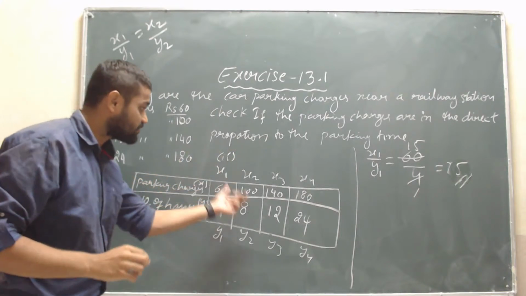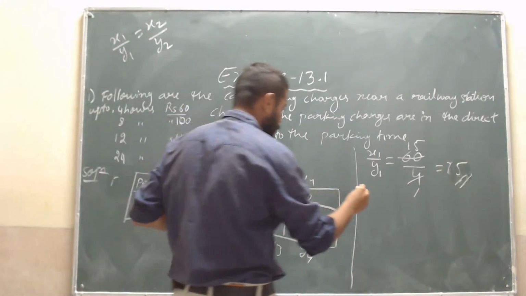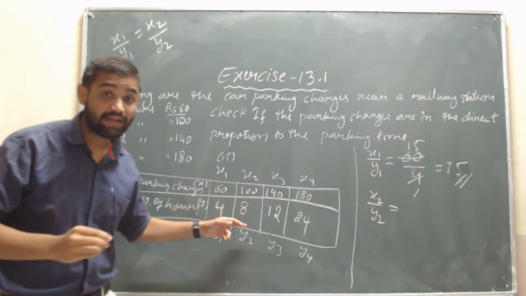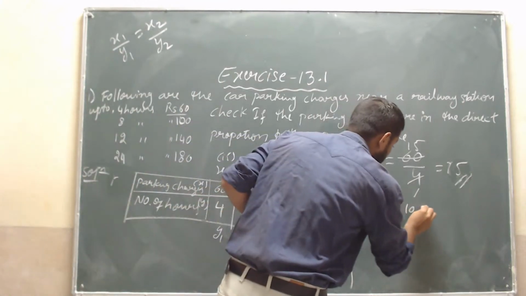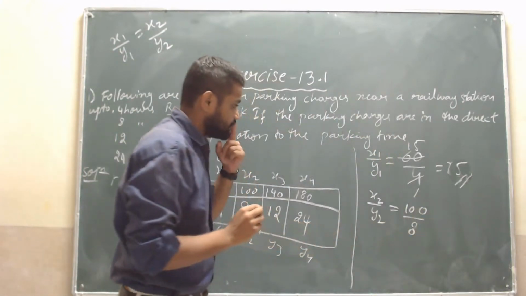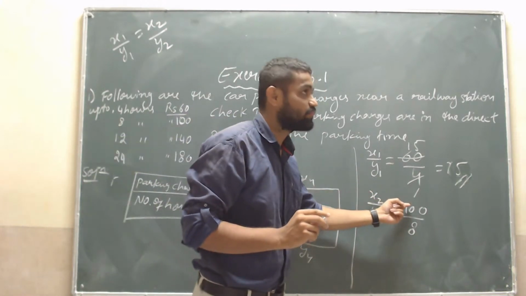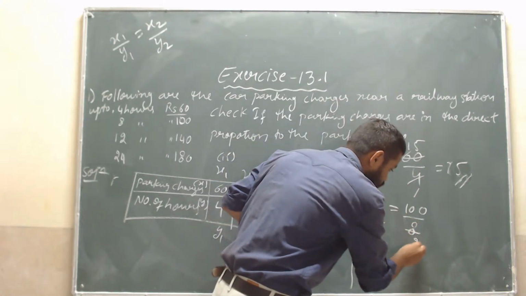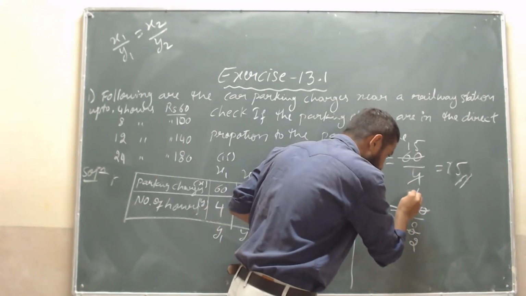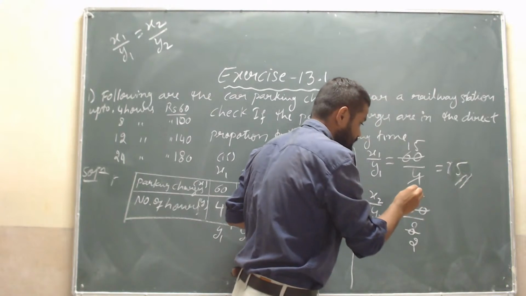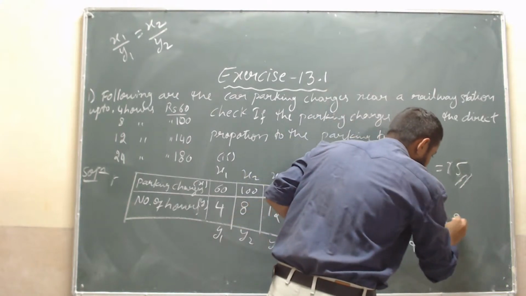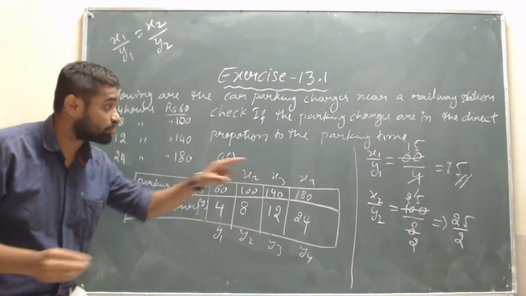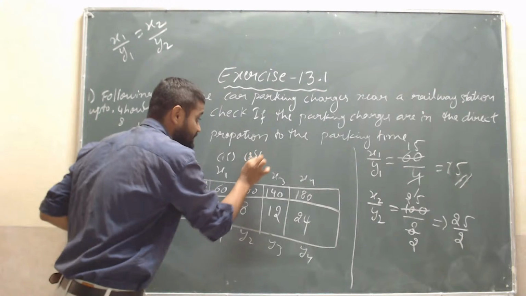Then check with the second column, x2 by y2. What is that, students? 100 by 8. We will get it in the form of a decimal, isn't it? 4 twos are 8, 4 twos are 8, and 4 fives are 20. Then what will we get, students? 25. Sir, the second column value is 25 by 2. I will write it here.